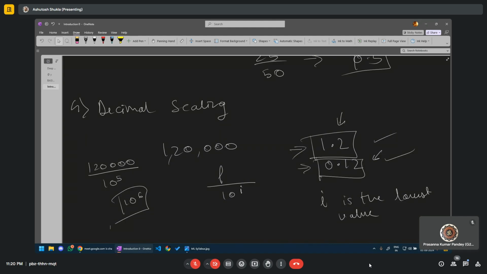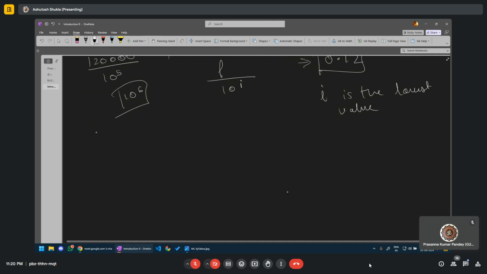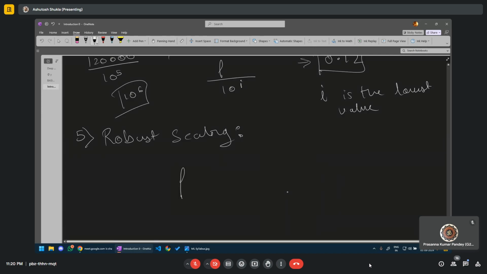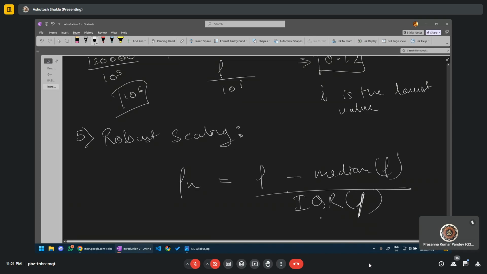There is also robust scaling, the fifth method. In robust scaling, it is more about the median rather than using the mean. So feature normalized equals the feature minus the median of f, and you just divide it by the interquartile range of that feature.